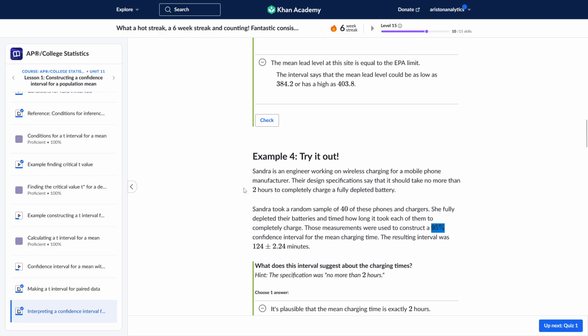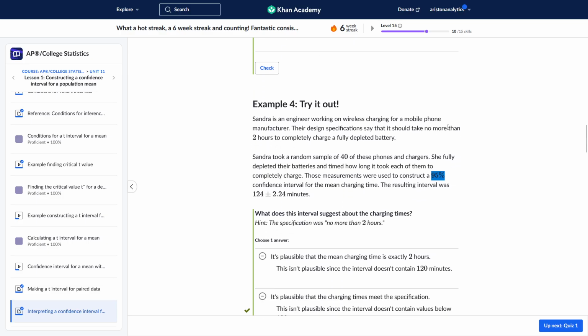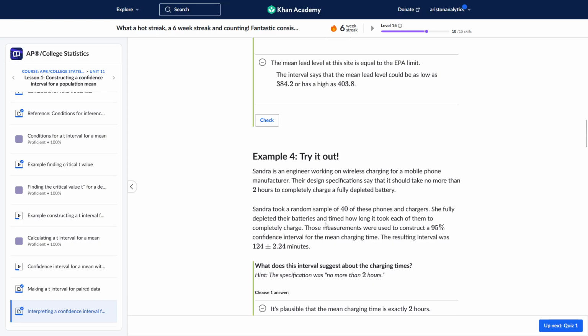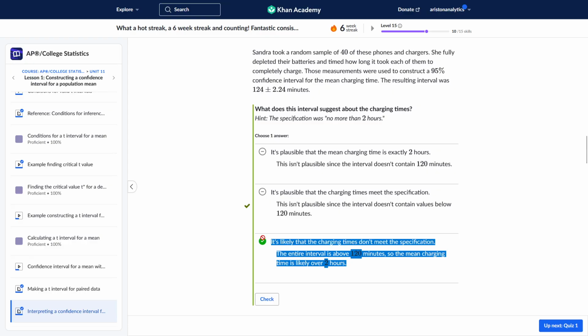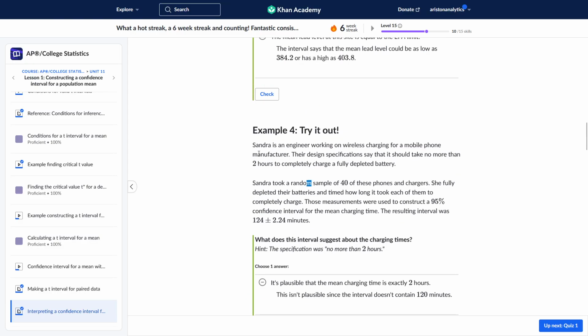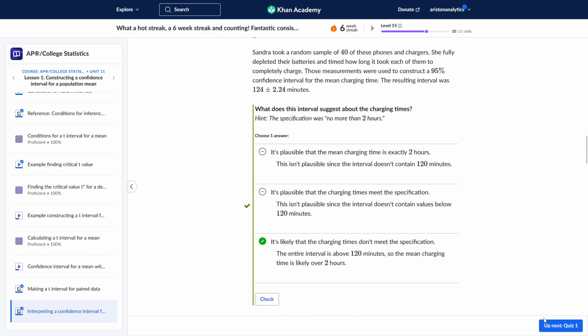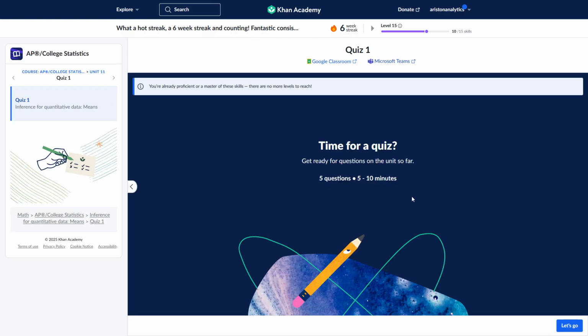And seeing that 120 is outside of this 95% confidence interval, we can say that only 5% or less of the time will we capture this 120 minutes, 2 hours. So it's safe to say that, okay, unlikely at 2 hours, it's probably higher. Oh my goodness.